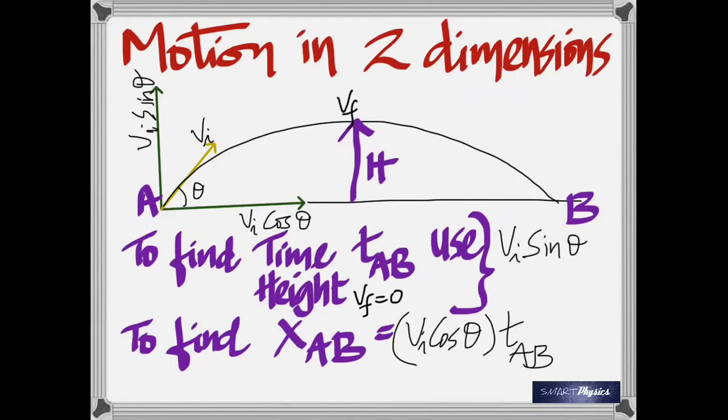Okay, when you find maximum height, remember the vertical velocity here is 0. And also when you find time, understand that the total vertical displacement is 0. That's why I've written YAB is equal to 0 and Vf is 0. So that is the review about motion in two dimensions. So to find the time of flight and the height, use Vi sin theta. But if you're asked to find the horizontal displacement, then use Vi cos theta.